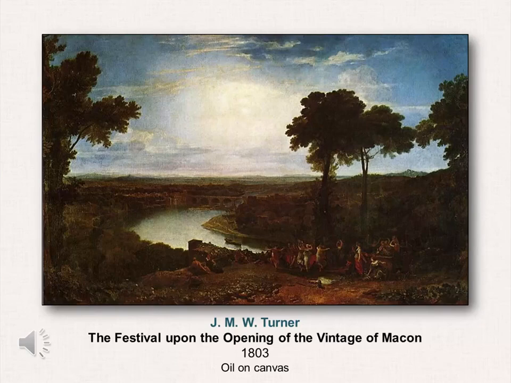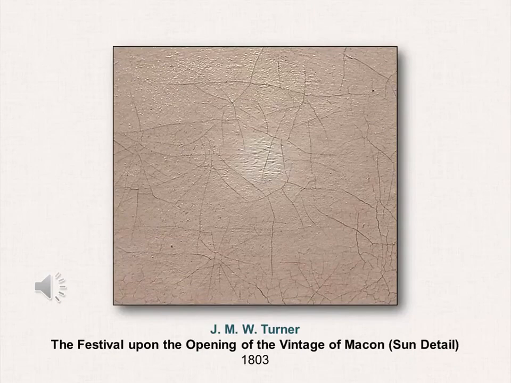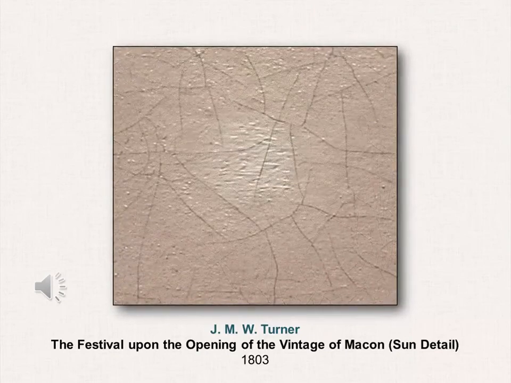Let's have a look at a close-up. This is Turner's representation of surface inequality, mottled spots, unevenness, protuberances, bumps, and bright spots.